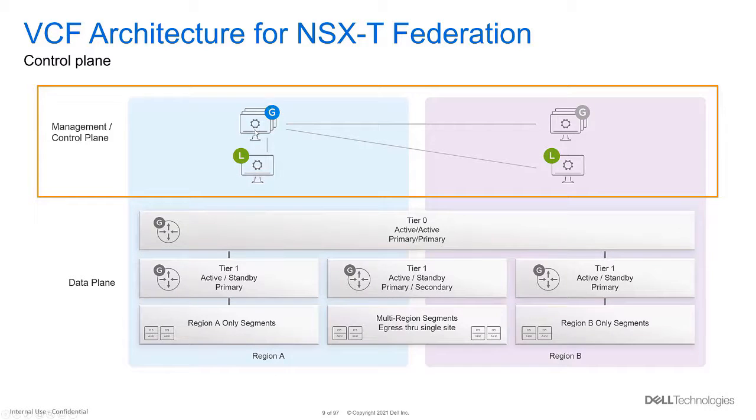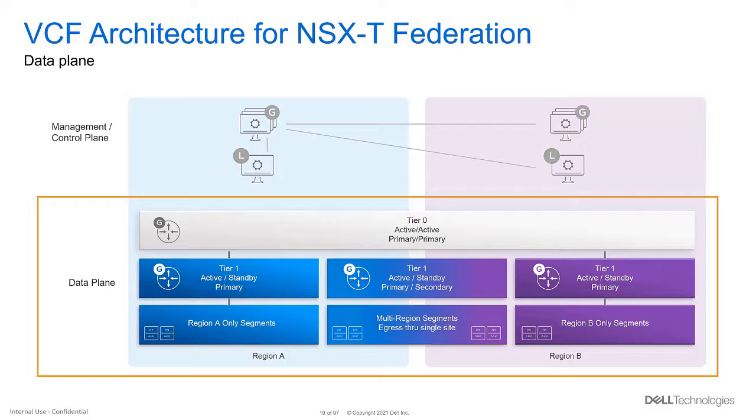So here in Region A, we have our primary global manager cluster, and in Region B, we have our standby global manager cluster, and we have a local manager in each site, right? And if we had more sites than just these two, we would also have a local manager in each of those sites as well.